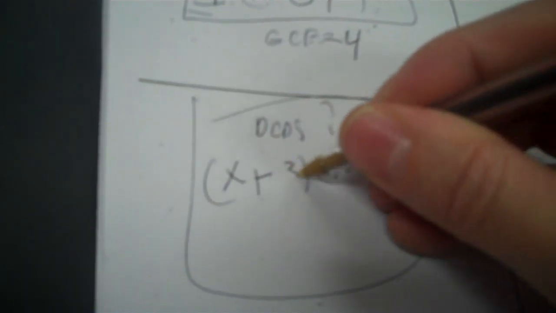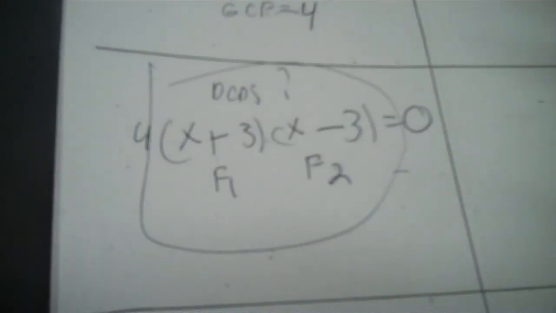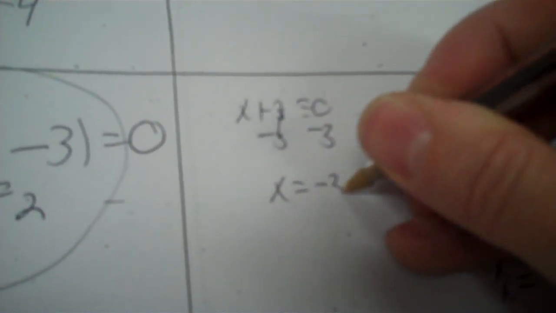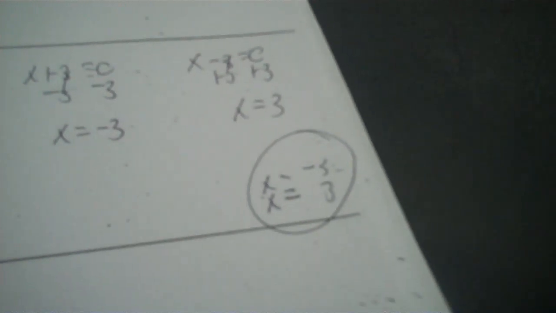So x to the second is x times x. The minus is there, and 9's 3 by 3. So it's x, 3, 3. Don't forget to drop your 4 down. Equals 0. So these are the only 2 factors that matter. If the 4 had an x, it would matter, but it doesn't. So x plus 3 equals 0. So I get negative 3. X minus 3 equals 0. I get positive 3. Boom.